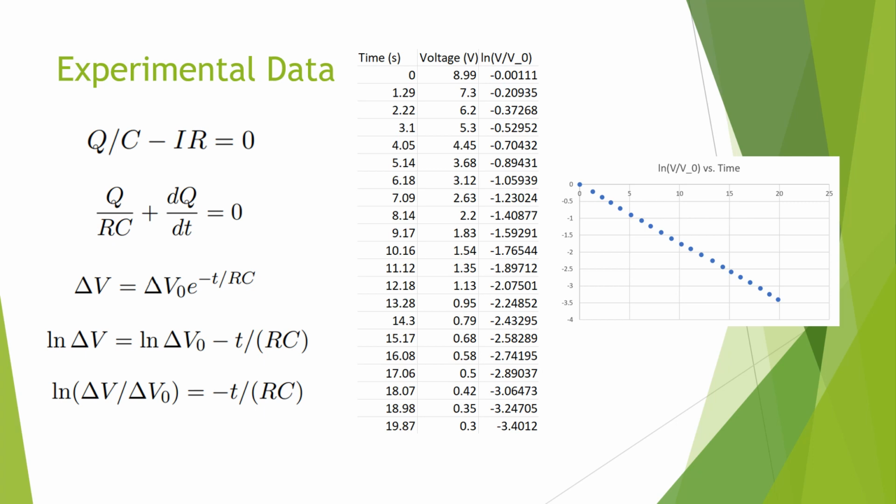So here is the experimental data. You can see the time and voltage outputs over the 20-second period, and then that was plotted. That was linearized by taking the natural log of the voltage divided by the initial V naught, and you can see on the right that linearized graph. These equations also represent some of the relationships that are shown here.